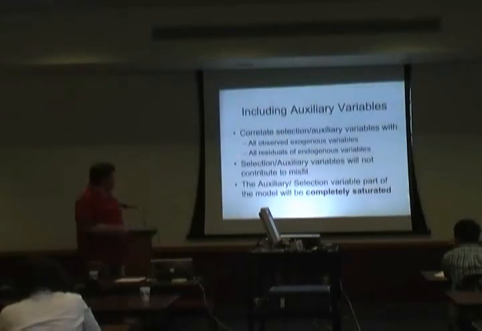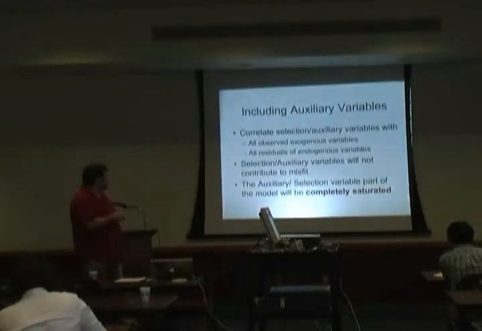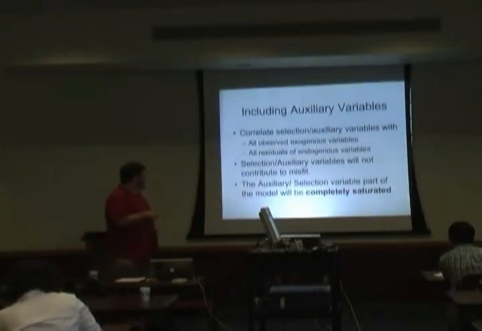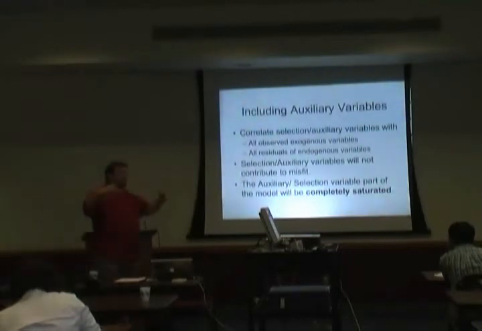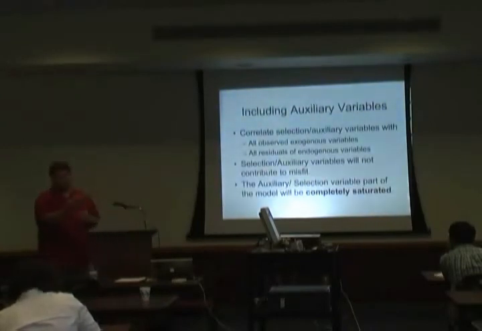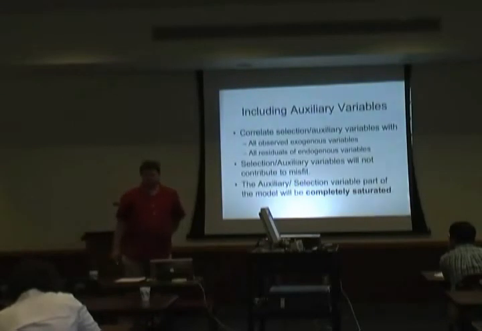All you need to do is correlate your auxiliary variables with all your observed variables and all the residuals of your endogenous variables. Basically, you need to correlate the auxiliary variables with all your other variables. That's how you do it. So you build your model, you take all these auxiliary variables, you correlate them with each other, you correlate them with all the variables that are in your model, the independent variables and both the dependent variables, and you have a model where the auxiliary variables are corrected for.